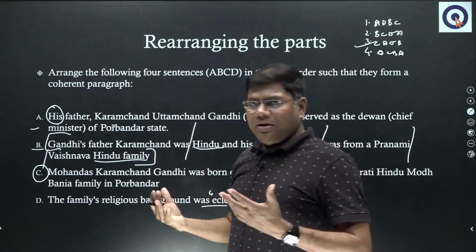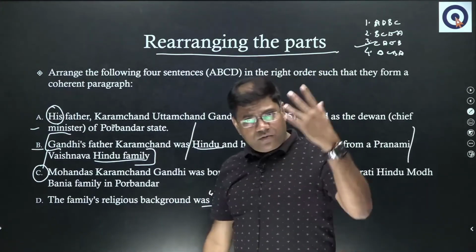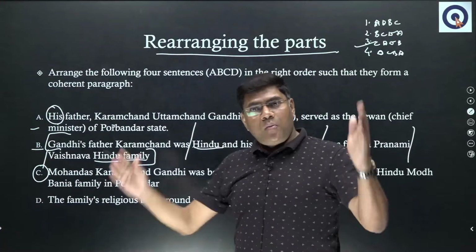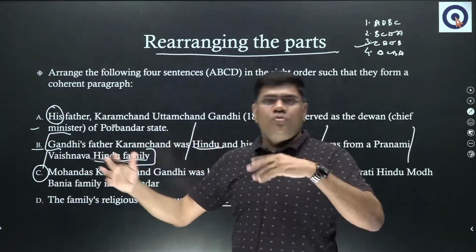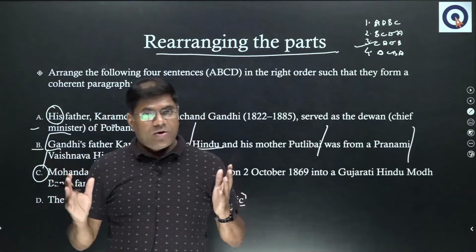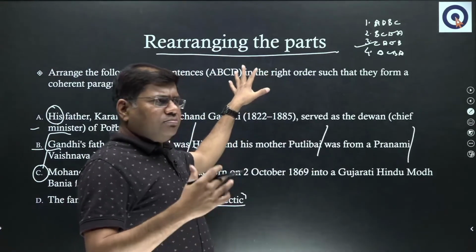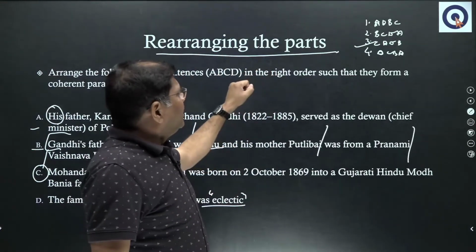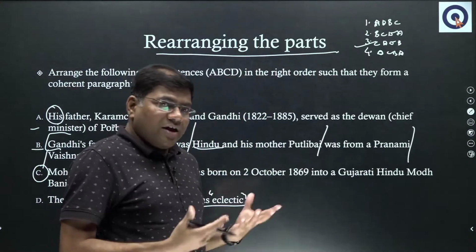So I think that rearranging the parts could be that you have 4 sentences given to you, or you have 1 sentence broken down into 4 different parts, and then you have to arrange the parts in such a way that it becomes a coherent sentence or a coherent paragraph. So this is how the rearranging parts are tested in the exam. We will have sessions on these in which we will be discussing lots of questions on rearranging the parts.